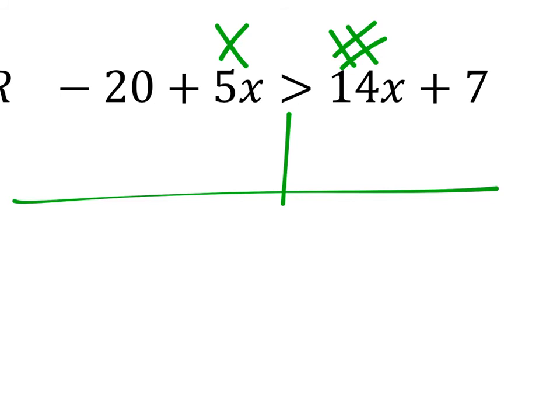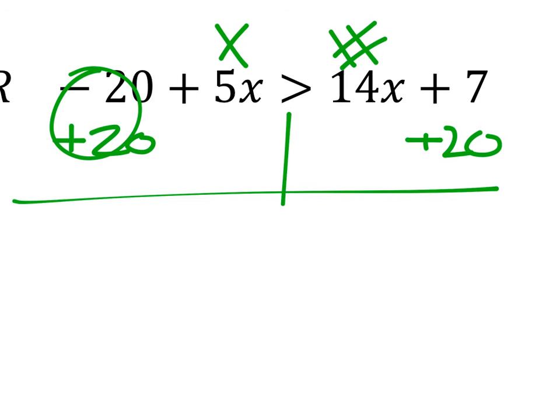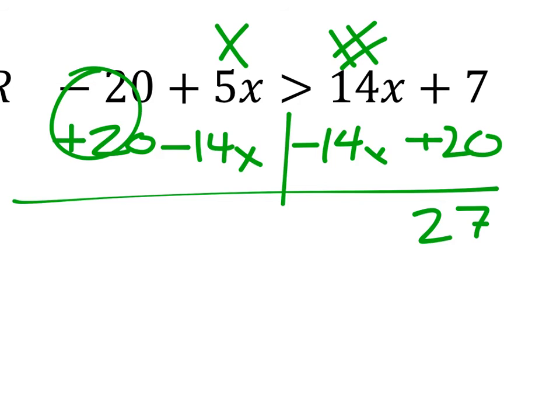And again, just looking at this one, the negative 20, I've got to zero that out. So add 20, rather, to both sides, and it does zero that out. 7 plus 20 is 27. And the 14x, I've got to get rid of that, zero that out. So subtract 14x from both sides. 5x minus 14x would be negative 9x. So right now, I have negative 9x is greater than 27.